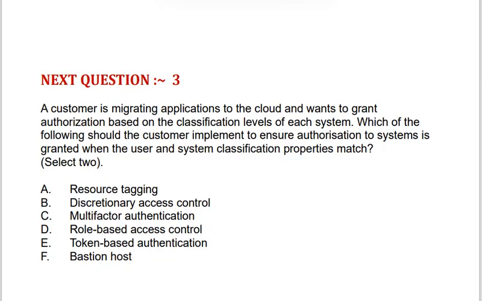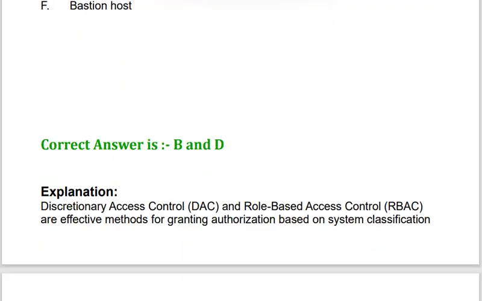Option B, discretionary access control. Option C, multi-factor authentication. Option D, role-based access control. Option E, token-based authentication. Option F, bastion host. Correct answer is option B and option D.